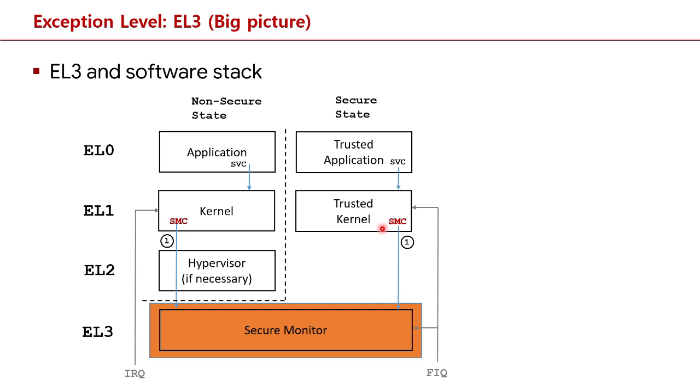And the SMC, the secure monitor call instruction, can be executed in the secure world. After this assembly instruction, it moves the control to exception level 3, and then it will move back to exception level 1 in the non-secure world.